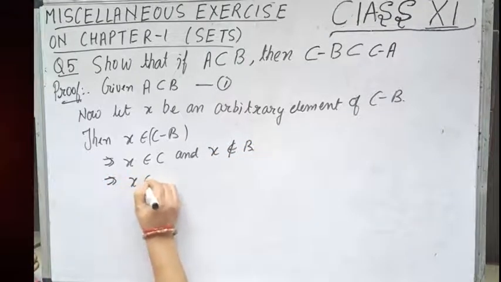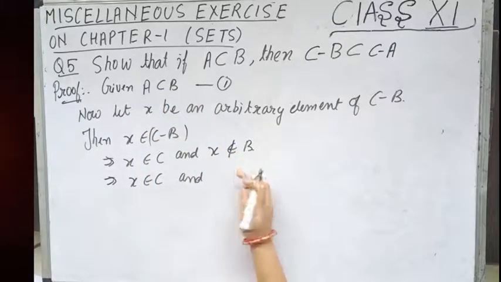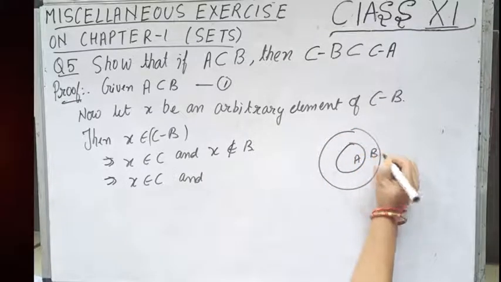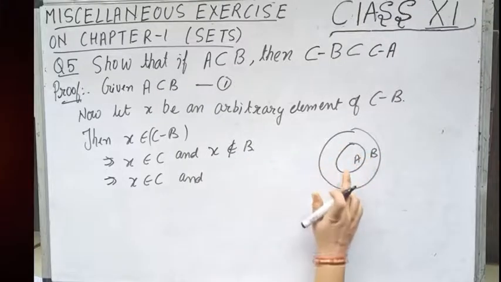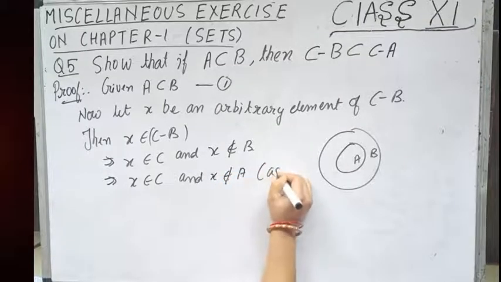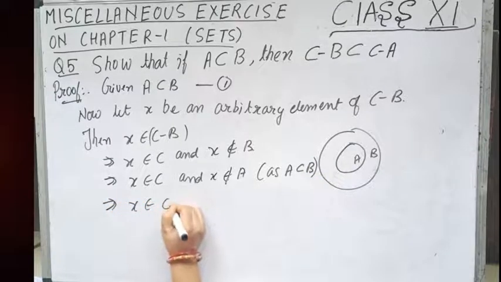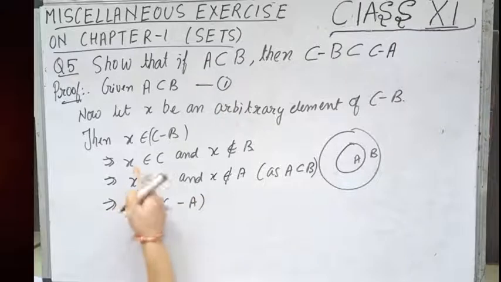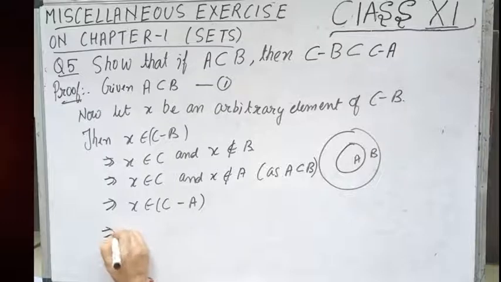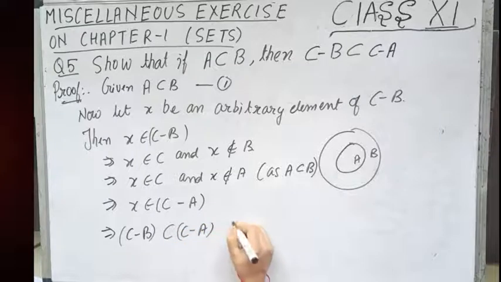Now this implies X belongs to C and, over here, A is the subset of B. So if an element does not belong to B, it will not belong to A as well. And X does not belong to A as A is the subset of B. Now this implies X belongs to C minus A. Therefore we started with X belongs to C minus B and we reached the result X belongs to C minus A. So this implies C minus B is the subset of C minus A, and hence proved.